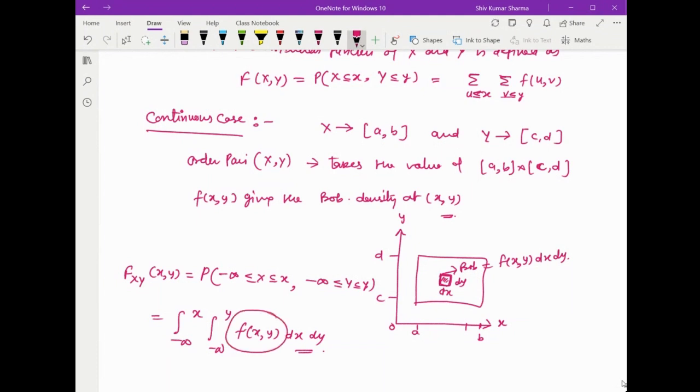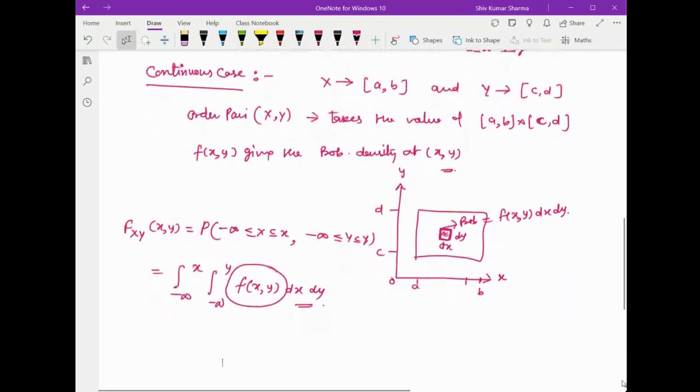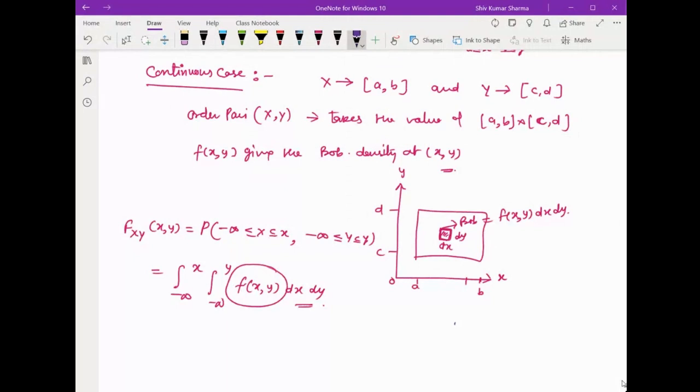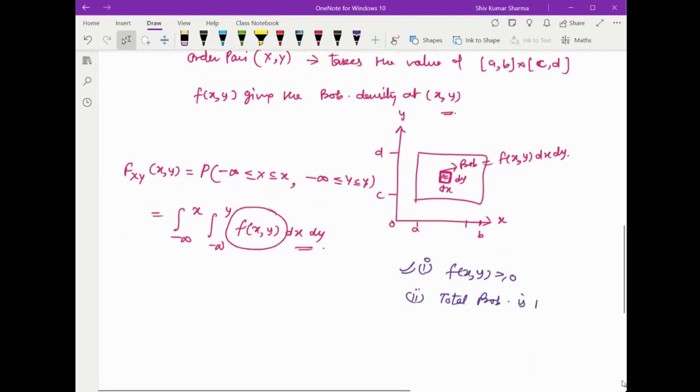So for this probability density function, we already discussed above. The value of f(x, y) should be positive. This is the necessary condition for the function. And the second, the total probability should be 1. So we can express this in double integral form.